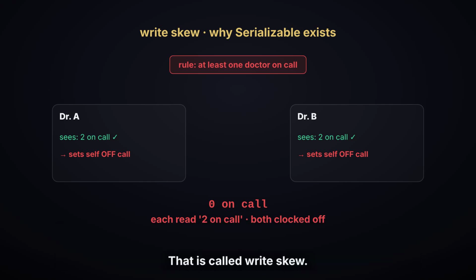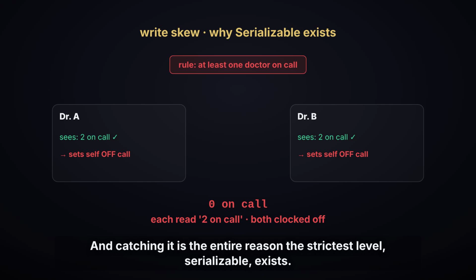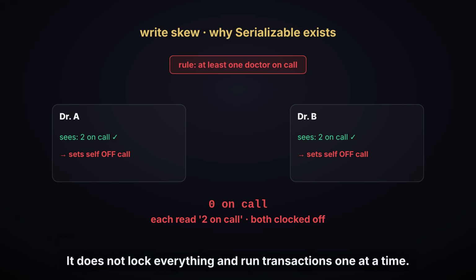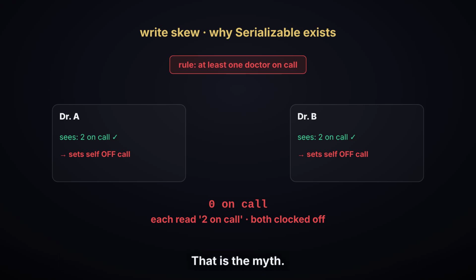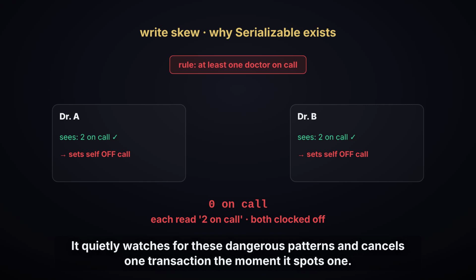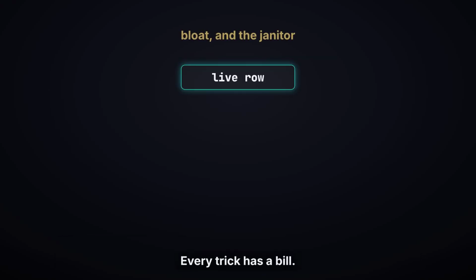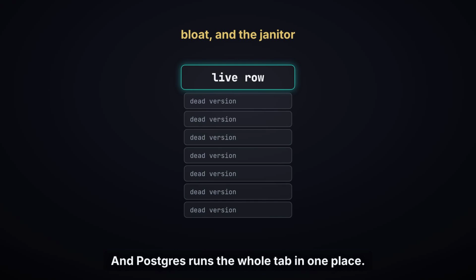That is called write skew, and catching it is the entire reason the strictest level, serializable, exists. It does not lock everything and run transactions one at a time. That is the myth. It quietly watches for these dangerous patterns and cancels one transaction the moment it spots one. Every trick has a bill, and Postgres runs the whole tab in one place.